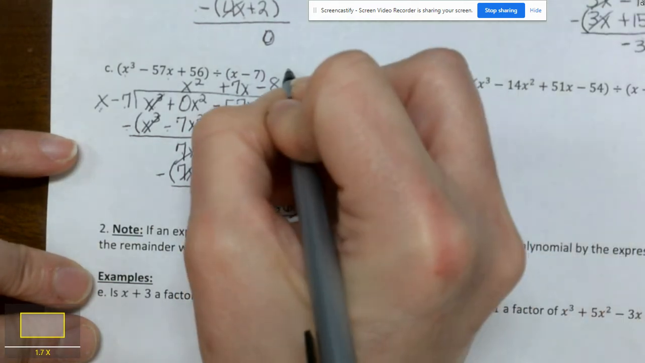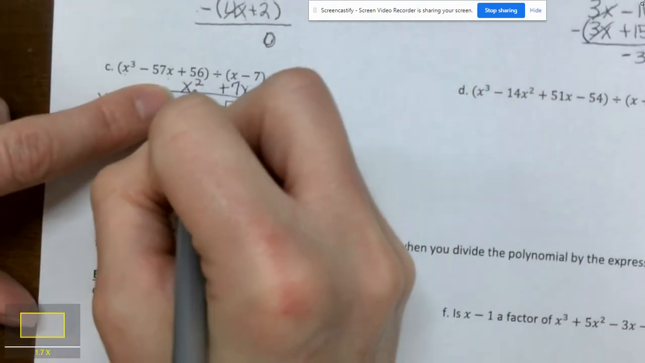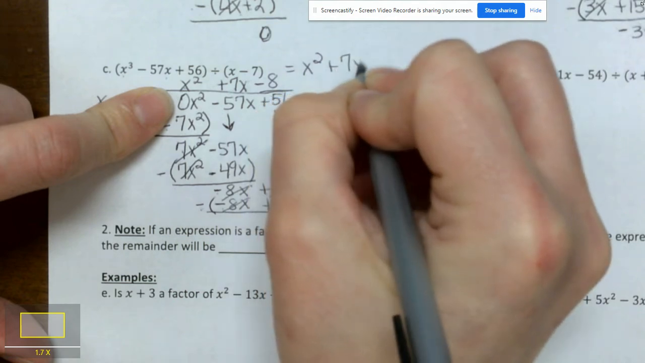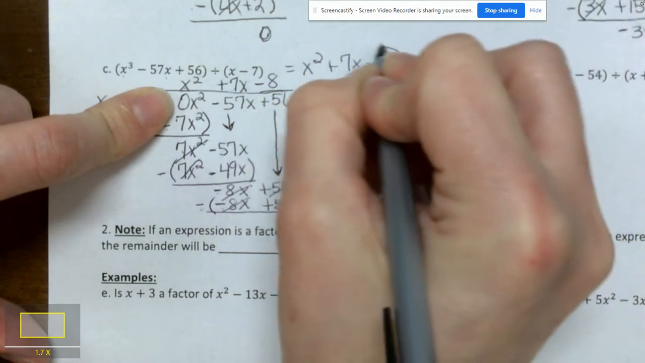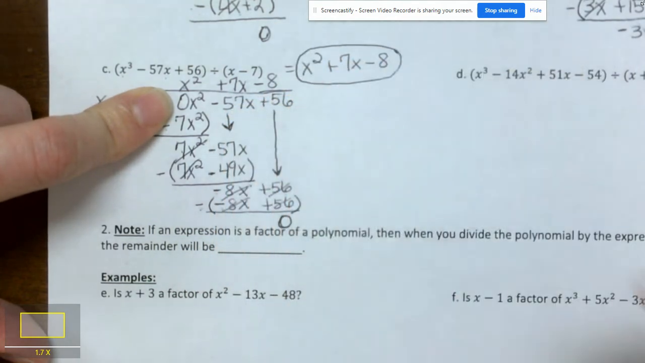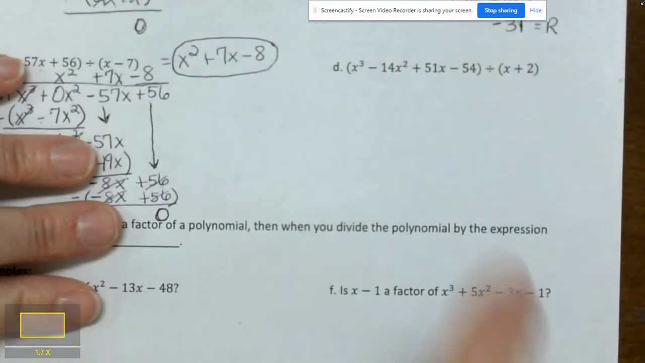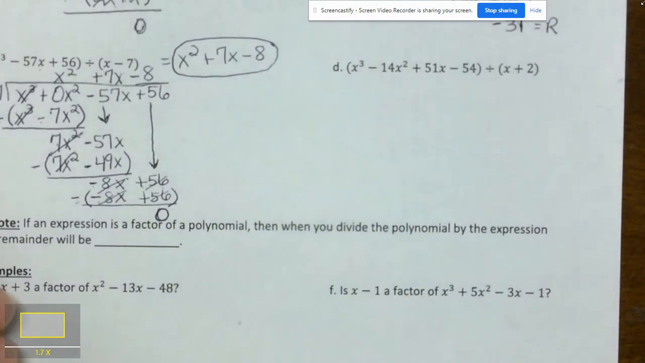So that means that our answer here is what we came up with right here. X squared plus 7x minus 8. And this would be our answer. Okay, I would like for you to pause the video and try to do example D, and then come back and I will work it.